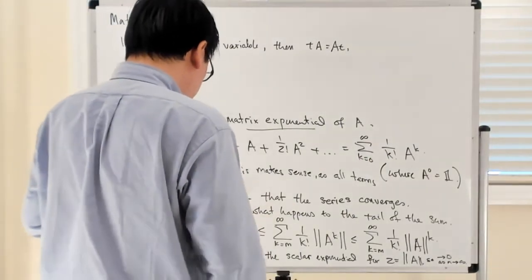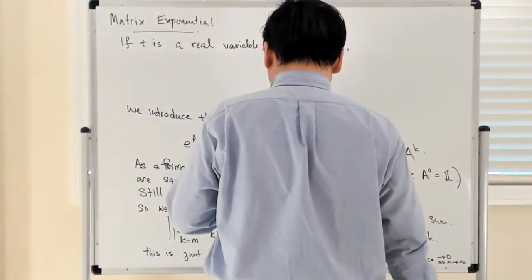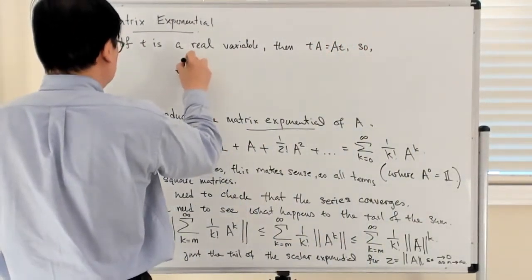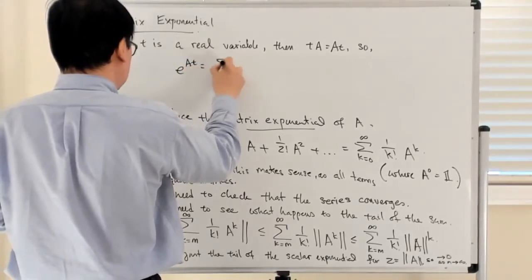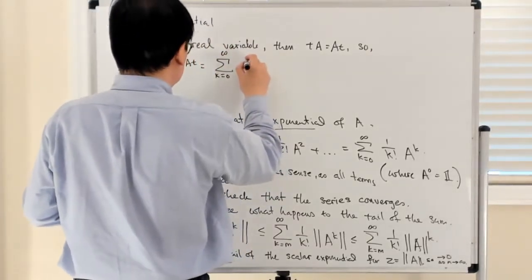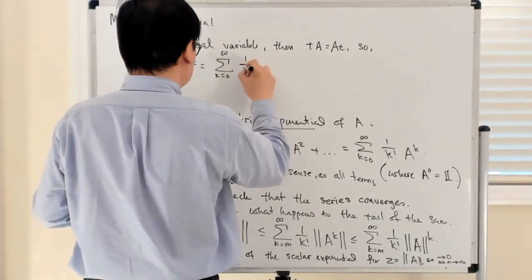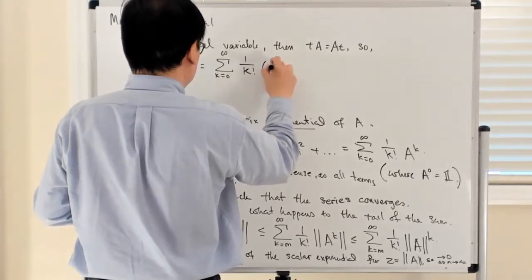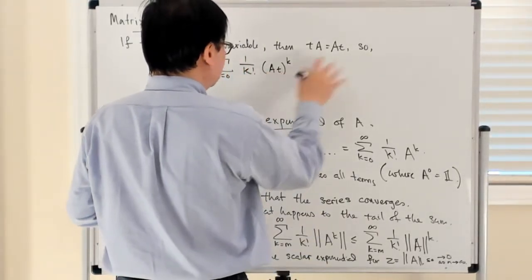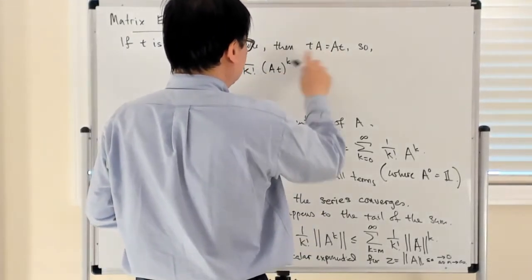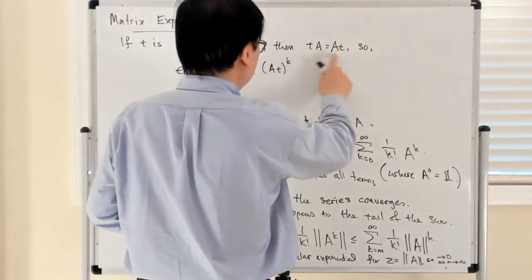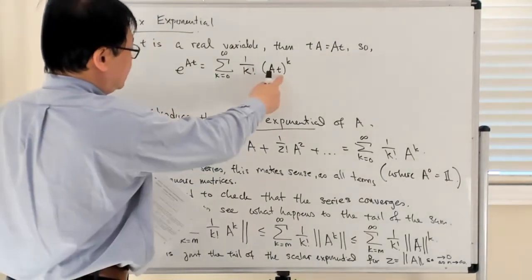And what then happens is that e to the At is going to be the sum from k equals 0 to infinity of 1 over k factorial, (At) to the kth power. Because it's a scalar, the scalar-matrix multiplication doesn't depend on the ordering, right? You can take the t's out basically.